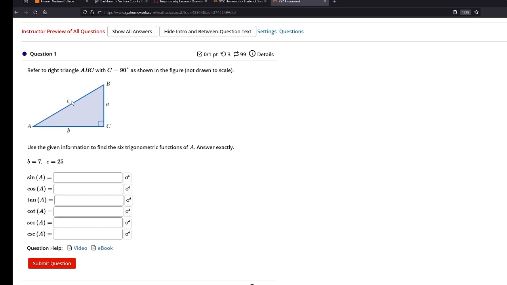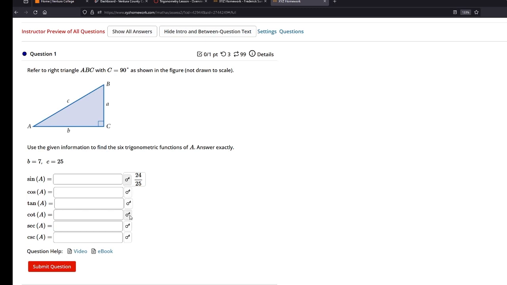So what are you going to do? You're going to use the Pythagorean theorem to figure out what a is. And a is going to end up being 24, just using the Pythagorean theorem. So then when you're taking the sine of a, that means you're thinking about this angle here. Well, the sine of that is going to be the opposite, which was 24, over the c, which is 25. So that's going to give you 24/25, right?